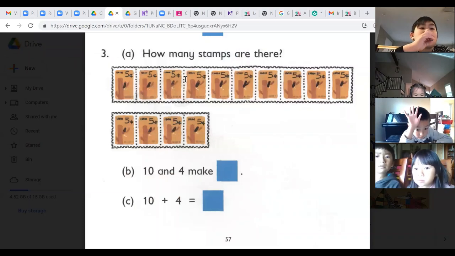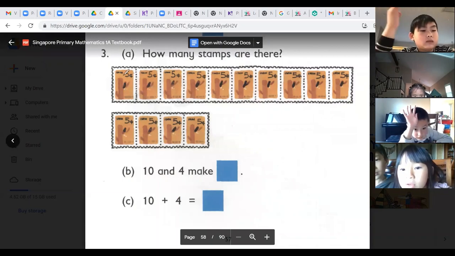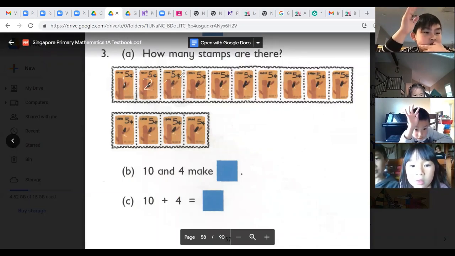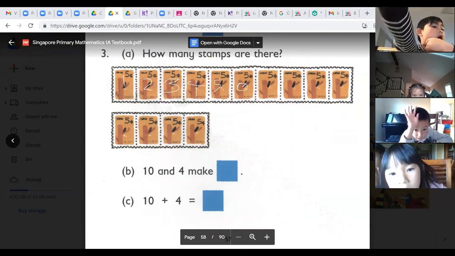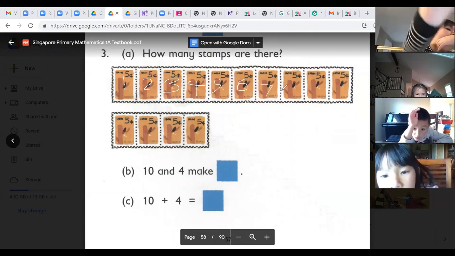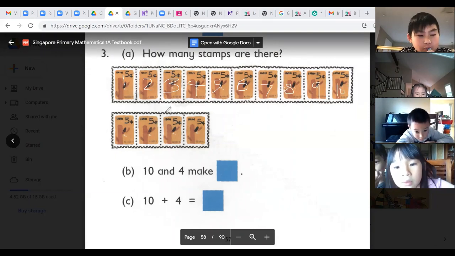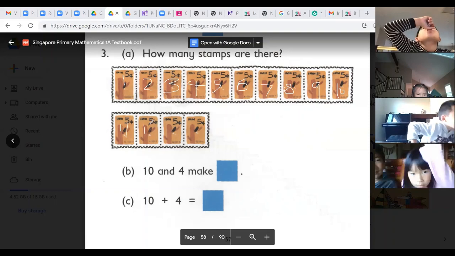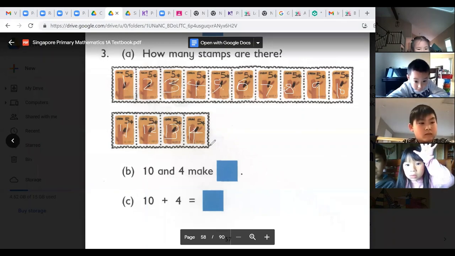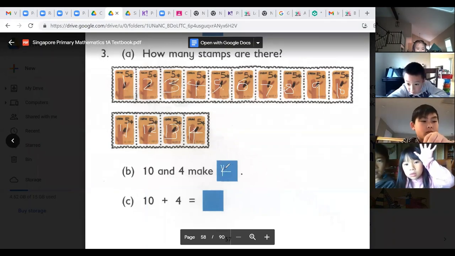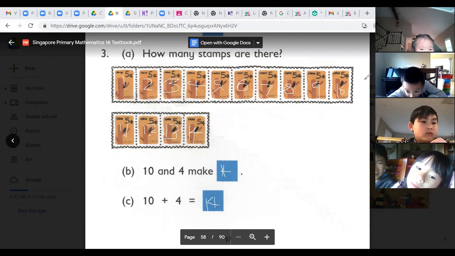Okay, now if we have stamps, it is the exact same thing. 10 and 4, we count 1, 2, 3, 4, 5, 6, 7, 8, 9, 10, 11, 12, 13 and 14. So 10 and 4 make 14. And so 10 plus 4 is also 14.